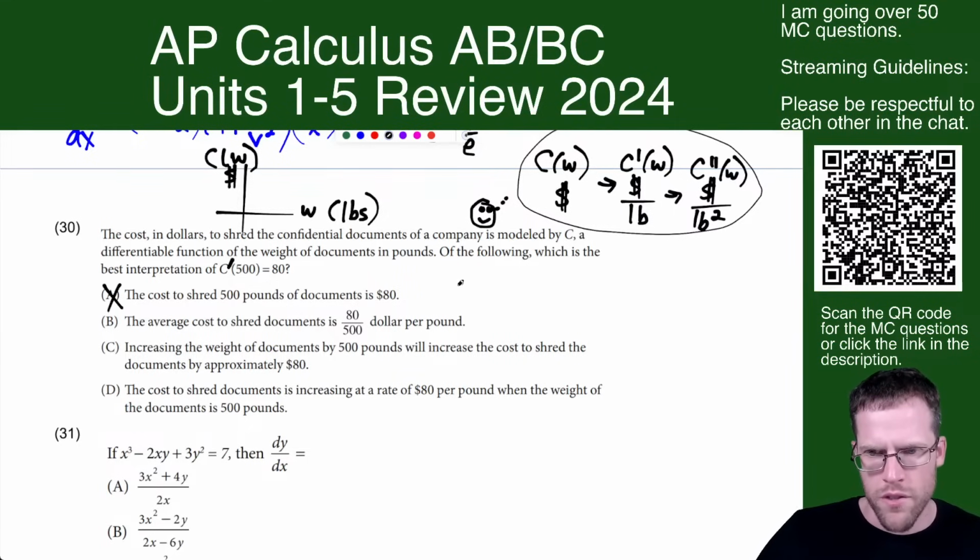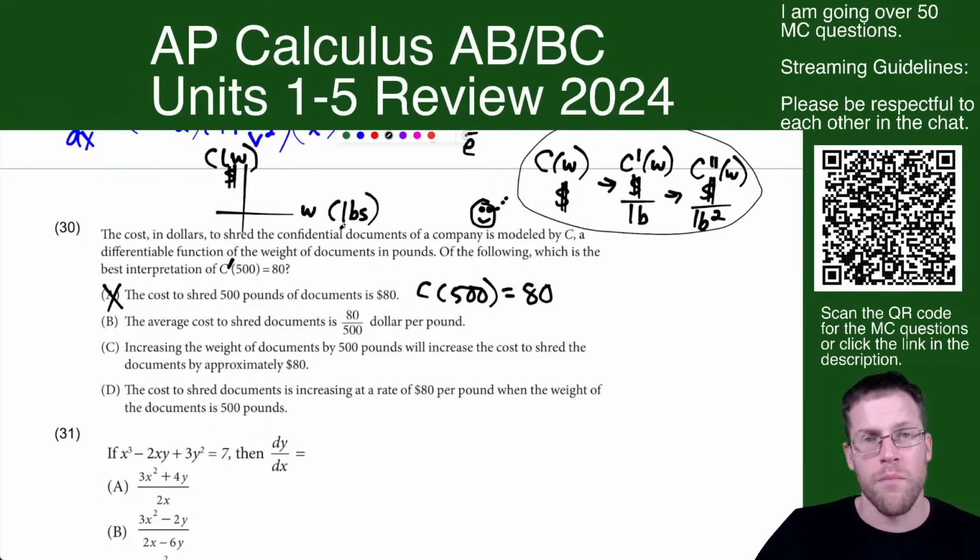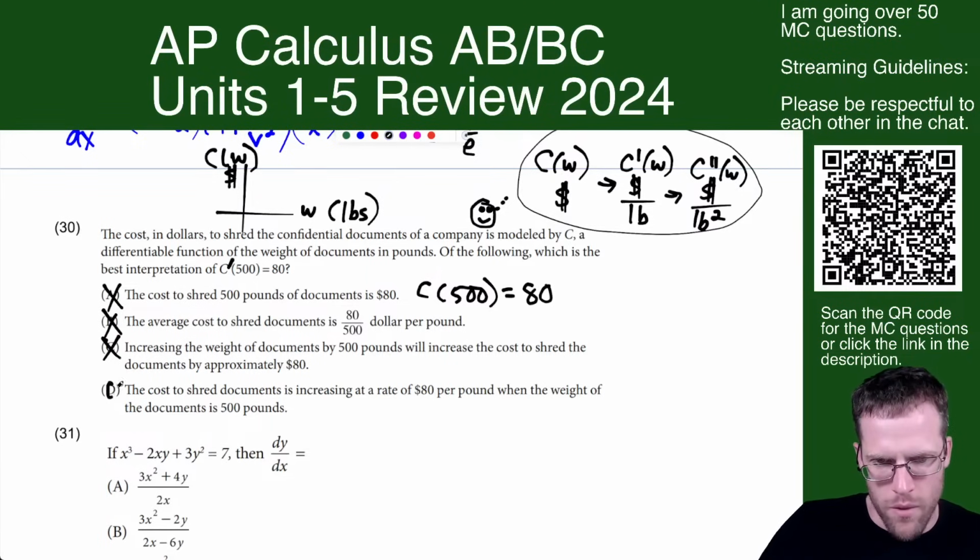Like, no, this would be if it was C of 500 equals 80. Then yes, but this is C prime, not C. The average cost, no. Average cost would be, I just think of F of B minus F of A over B minus A, which is not the case here. Increasing the weight of the documents by 500 pounds will increase the cost to shred. No, that's still that average rate of change idea. So that's not really it. So then whatever's left has to be it.